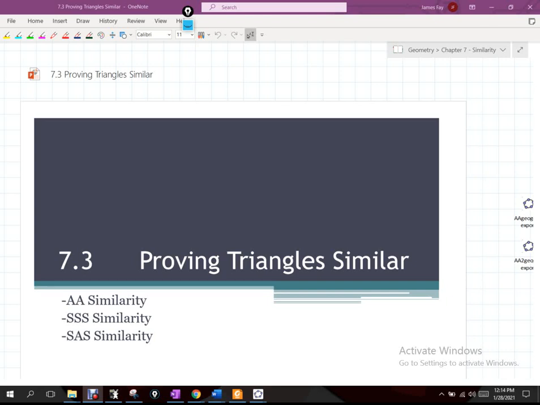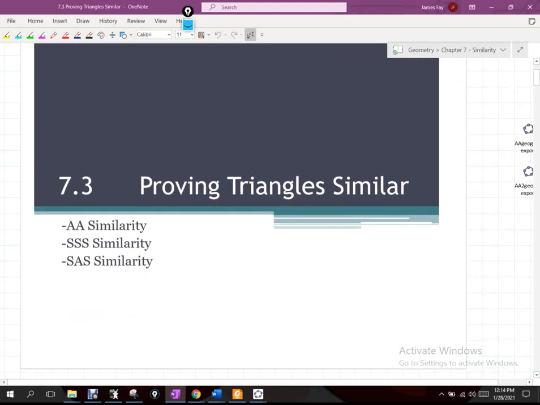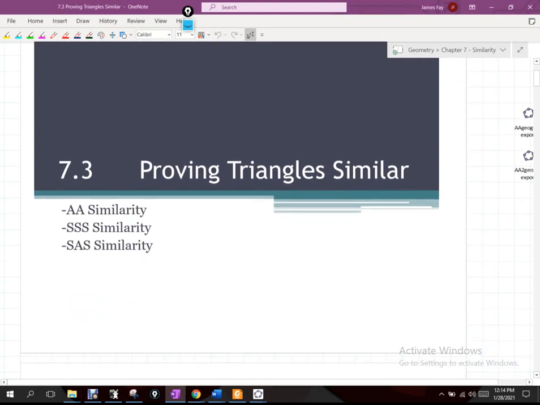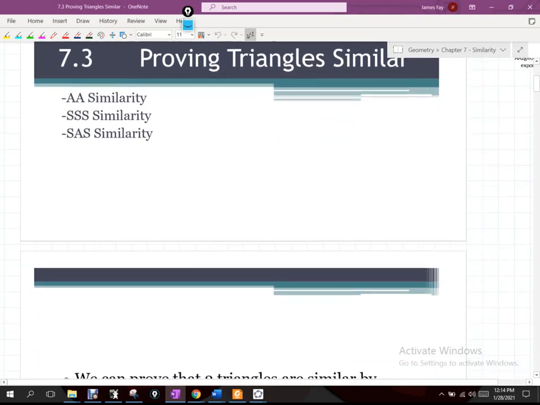7.3 allows us to minimize that. We've got some statements here, some theorems, postulates that are going to allow us to cut our work down substantially. Okay? The first one will be called AA similarity. What do you think AA stands for?